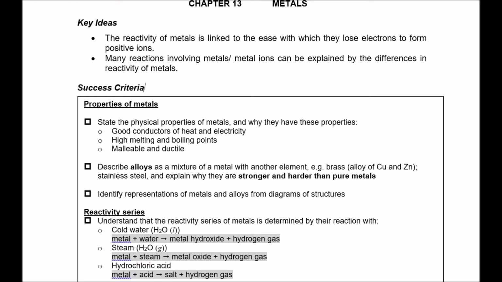Okay, today we are continuing on the subject of metals. Yesterday we would have covered the first few, which is how we state and explain the physical properties of the metals. And then we described how alloys are formed and why they have slightly different properties as compared to the metals. And lastly, we looked at the representations of metals and alloys in their structures.